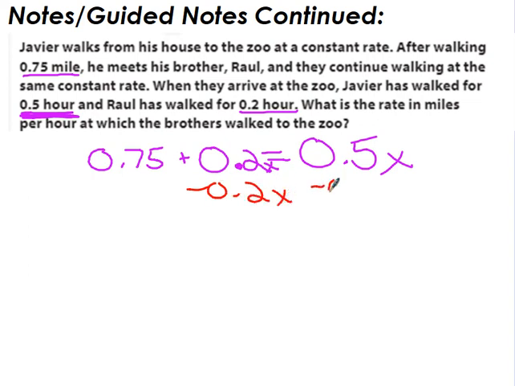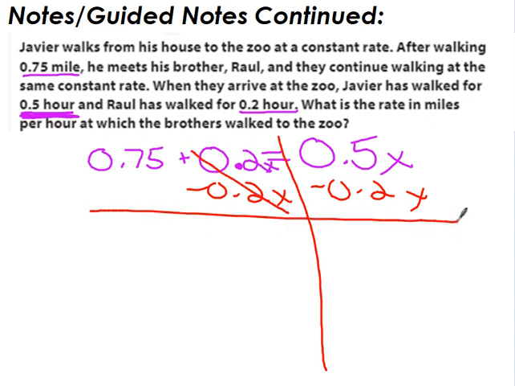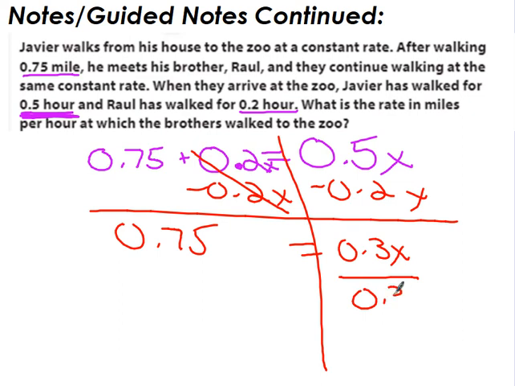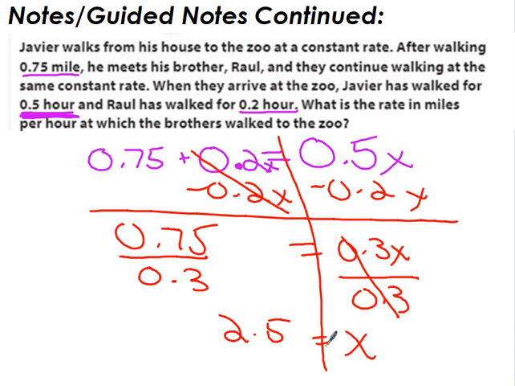Now the big one for this one is I do have to subtract 0.2x. If I subtracted 0.5x, I'd have 0 over here, which is okay, but then I'd have to move something else over. So it's a little bit more work. So we want to subtract the 0.2x. And then I can go ahead and divide by 0.3. Now, for the sake of time, since you guys don't need to see me do a bunch of division on here, I'm using my calculator to get 2.5. I should have known that one in my head. And that was their rate. They were walking 2.5 miles per hour.